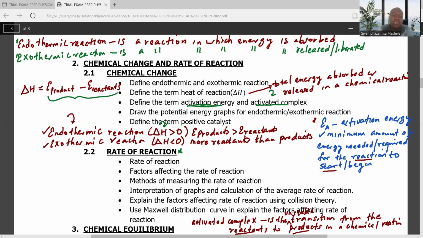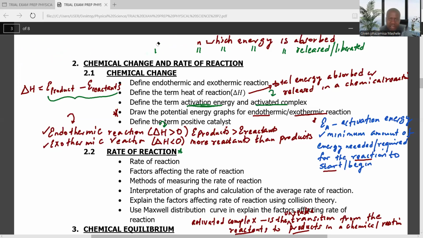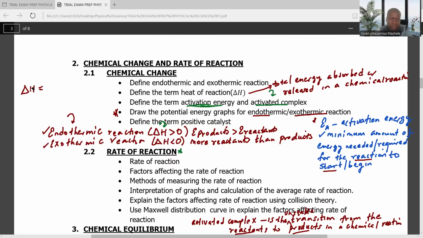Then the other one, you need to be able to draw the potential energy graphs for both endothermic and exothermic reactions. I will explain this. Then again, you need to be able to define what a catalyst or a positive catalyst is. The reason we say positive catalyst is that we still have catalysts that can act as inhibitors. That's why we want you to define the term positive catalyst, not just a catalyst.